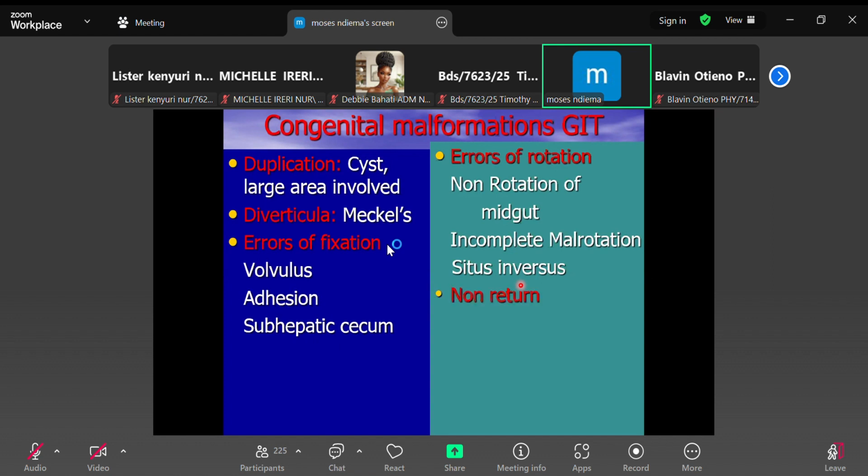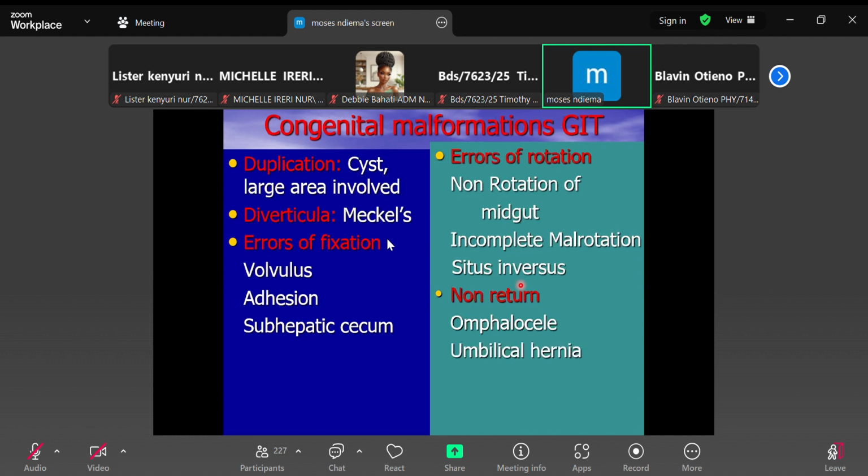Then we can have non-return. Usually we have the herniation into the umbilical region, and a failure of return will cause problems, of course. One of them is omphalocele. Omphalocele is failure of the gut to return into the abdominal cavity. It can be failure of the total gut or part of the gut to return into the abdominal cavity.